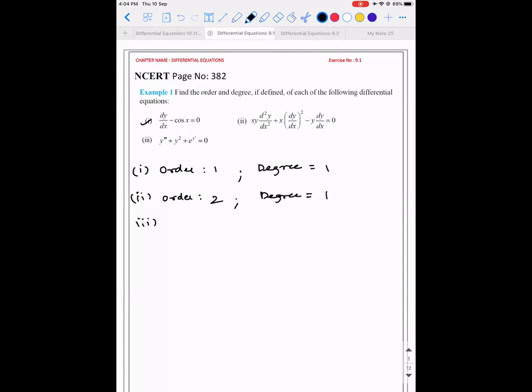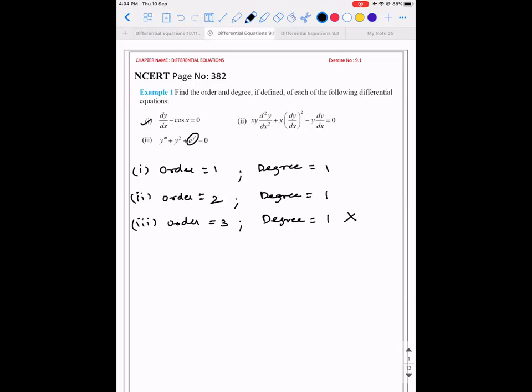Third one: order 3, that's right. Degree means the power of the highest order derivative. Here the degree is not defined, because of e power y dash.